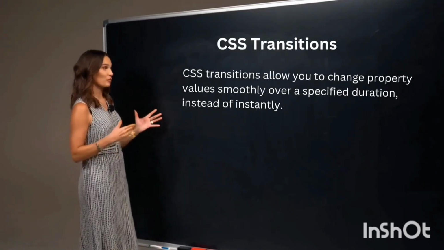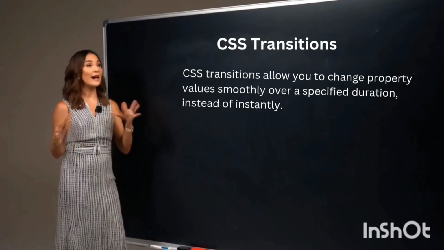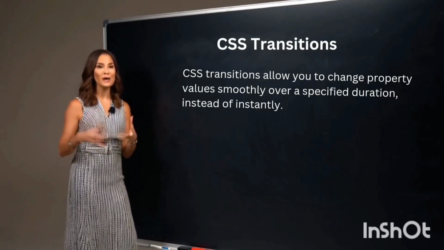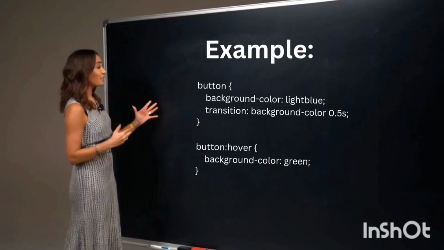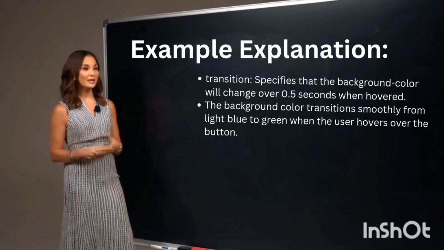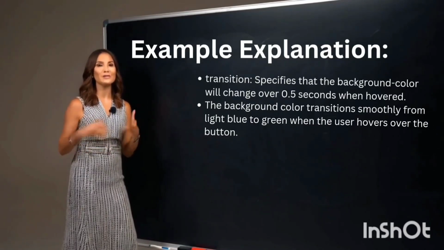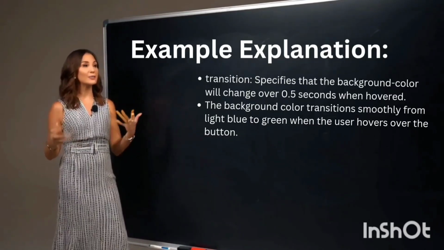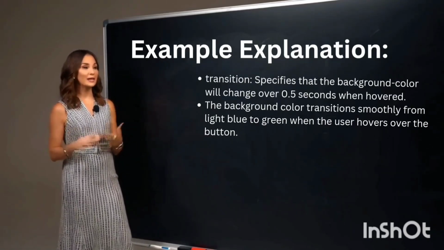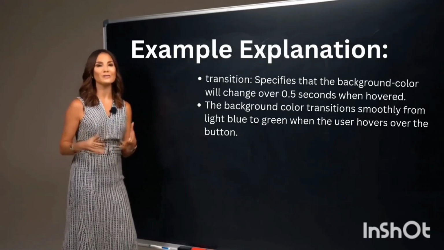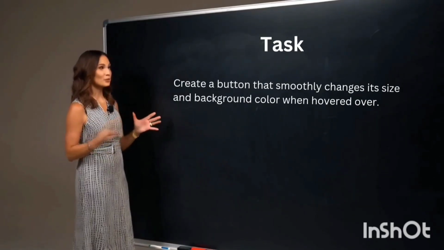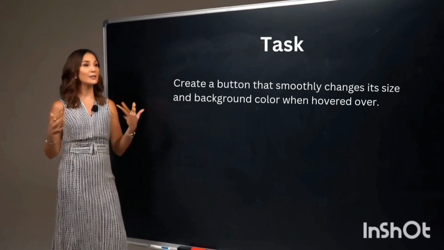CSS transitions. CSS transitions allow you to change property values smoothly over a specified duration instead of instantly. Here is the example. Explanation. Transition specifies that the background color will change over 0.5 seconds when hovered. The background color transitions smoothly from light blue to green when the user hovers over the button. Create a button that smoothly changes its size and background color when hovered over.